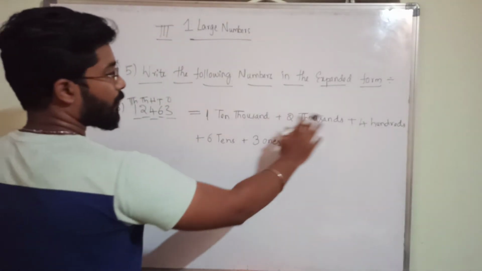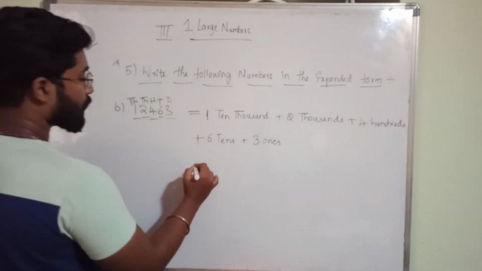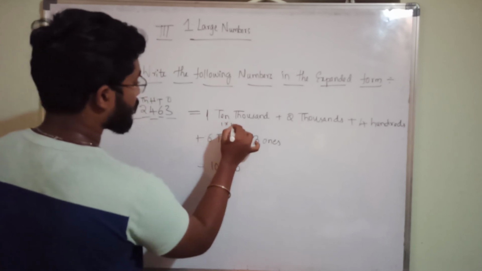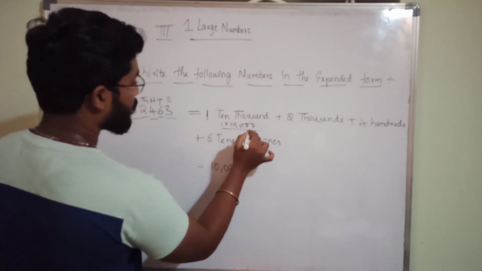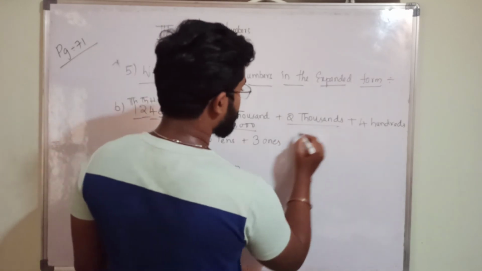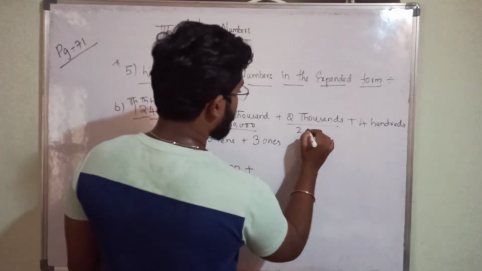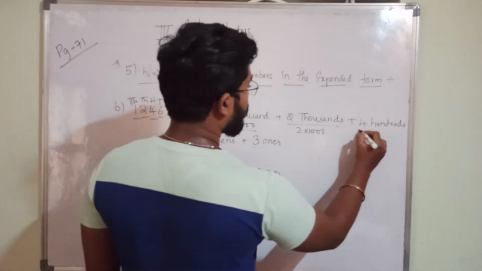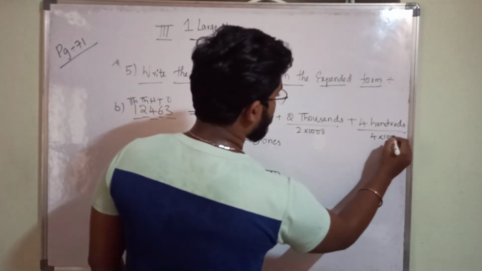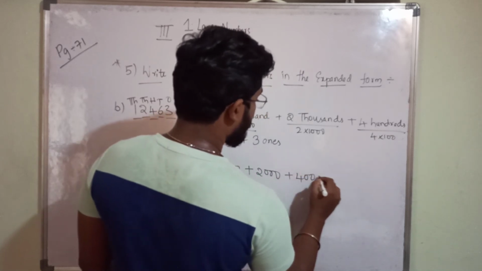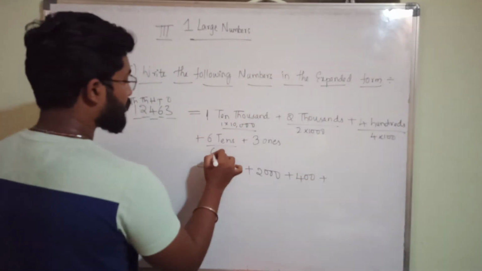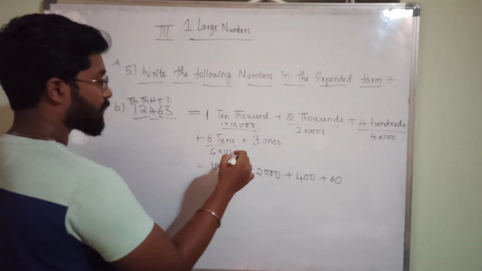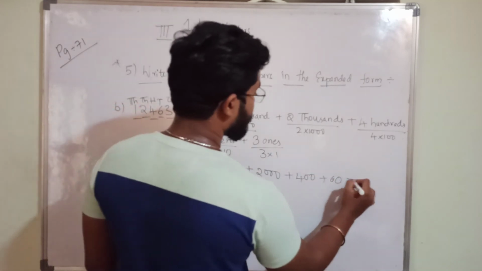So if you are adding all this, you will get this number only. See, let us see. 1 10,000 means 10,000. 1 into 10,000, no. We will get 10,000 only. 2 thousands means 2 into 1000 means 2000. 400 means 4 into 100. What is that? 400. 6 into 10 means 60. 3 ones means 3 into 1, that is 3.